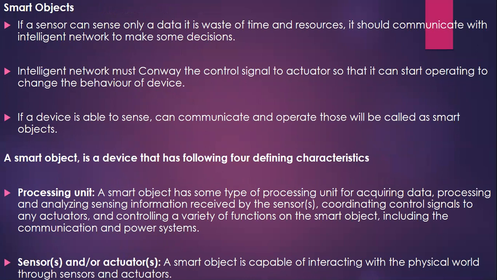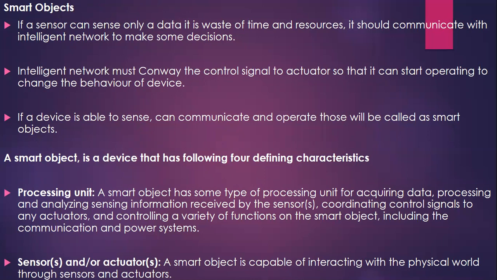So we'll be going for the smart object now. If a sensor can sense only data, it is a wastage of time and resources. It should communicate with an intelligent network to make some decision. The intelligent network must convey the control signal to the actuator so that it can start operation to change the behavior of devices. If a device is able to sense, communicate, and operate, it will be called a smart object. So three different phenomena are involved in a smart object: it should sense, it should communicate, and it should react.